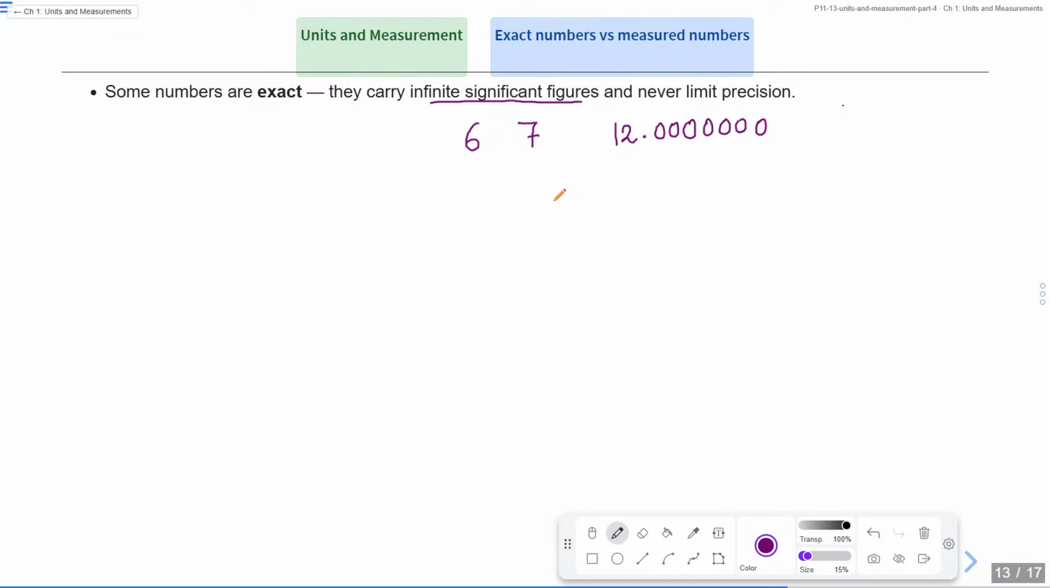Or the whole numbers, the counting 1, 2, 3, 4, 5, 6, that has infinite significant figures, and they never limit the precision. You can write 12 in this form also. You can write 6 in this form also. So you can put any number of zeros. So they have infinite significant figures.